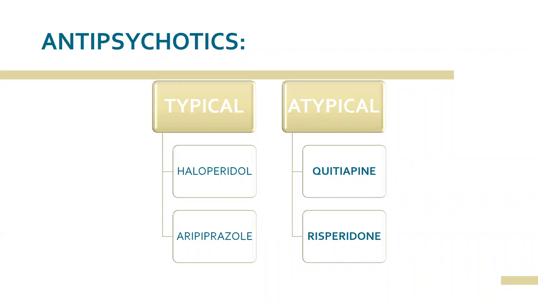psychosis. Now, a very wonderful drug in the market is aripiprazole. It is given in a dose of 5 to 10 milligram per day. It is a very safe drug, and the patient can be maintained on it for a long period of time. Among the atypical antipsychotics, you generally use quetiapine, given in doses of 50 to 200 milligram per day, or risperidone, generally 2 to 4 milligram per day.